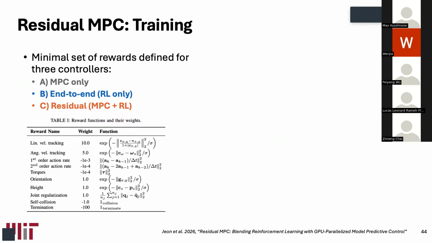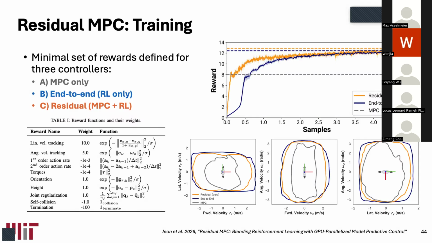We choose a set of weights and rewards. These rewards are very minimal. There's no imitation going on. It's purely linear velocity tracking, angular velocity tracking, and regularization. For all three, these rewards are kept exactly the same, and that's very key, just to see what the behavior looks like.